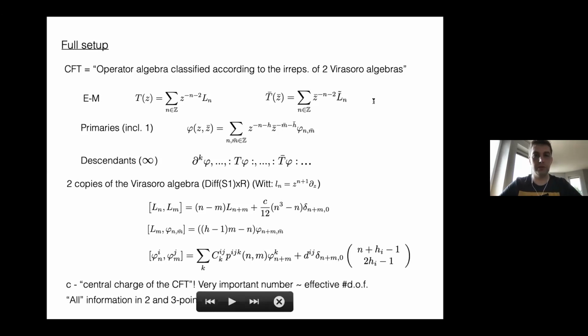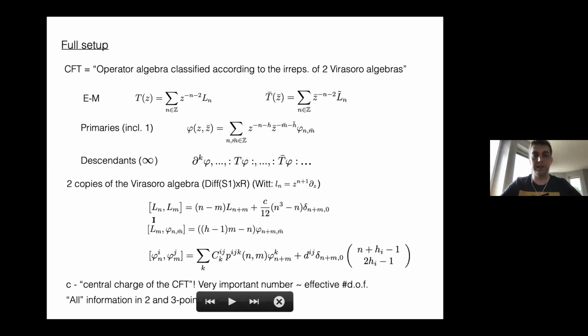so the two copies of the Virasoro, but maybe you should know that the full setup of the CFT consists of these two energy momentum tensors and the set of primary fields, including the identity operator that has chiral and anti-chiral dimensions 0. And we consider so-called descendant operators that are obtained by taking the primary fields and their derivatives, as well as normal ordered products with the stress tensors.